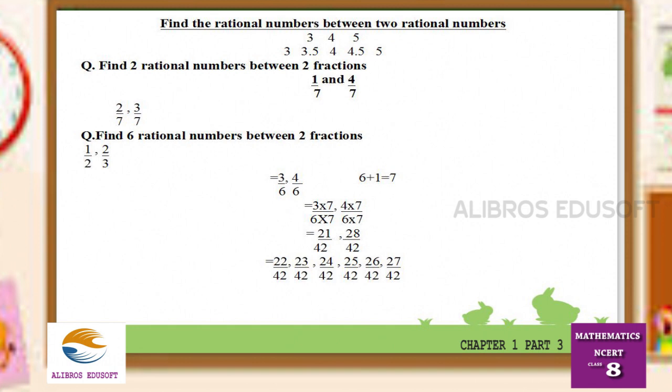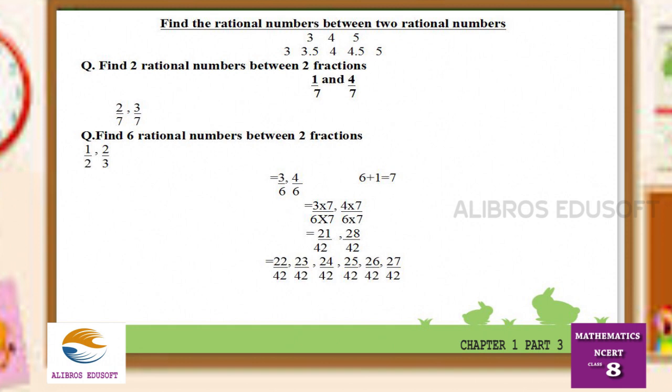In between 3 by 6 and 4 by 6, only one number is there, that is 5 by 6. So it is not possible to get 6 rational numbers in between these two fractions. Again, we have to convert these fractions into another form. The denominator is 6, and 6 plus 1 is equal to 7. So 7 can be multiplied on the numerator and denominator of these two fractions.